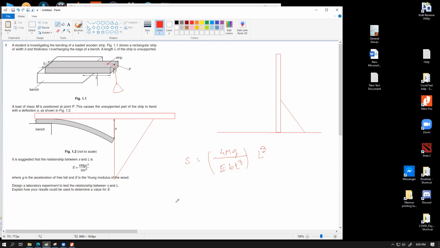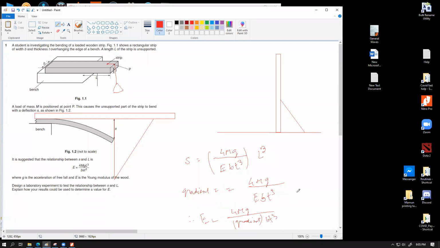So from here you have to show the calculation of your E. So you have to write that gradient equals 4mg divided by EBT cube. Therefore E equals 4mg divided by gradient into BT cube. So from this equation we can calculate the value of the Young's modulus of the wood. So you have to say this much. Yes, go ahead, Shuvro.